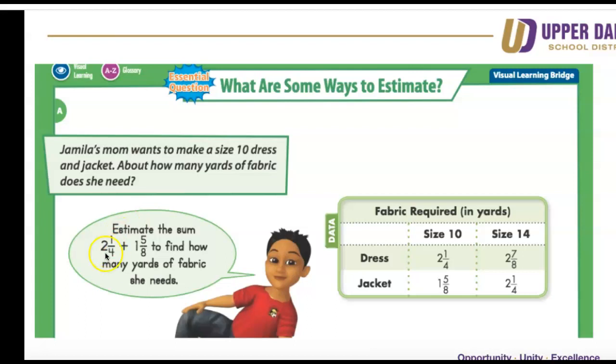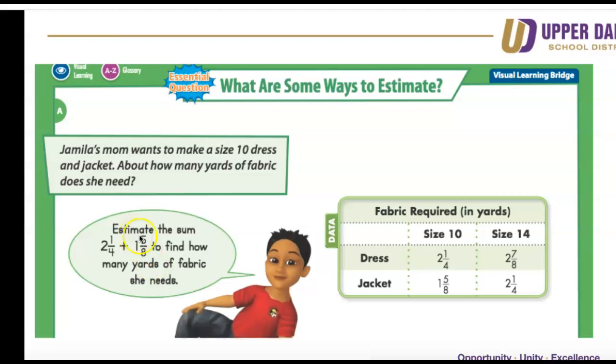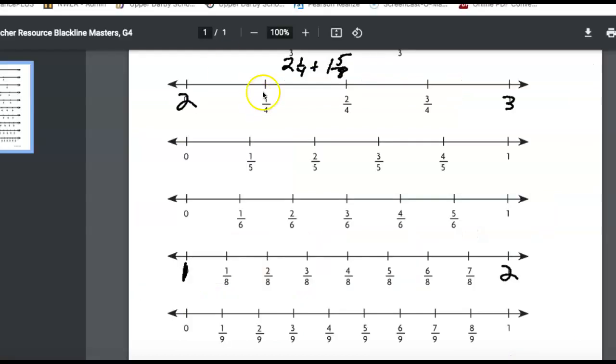So essentially, when we're estimating, we are going to be using our number line again. In this case we have 2 1/4 and 1 5/8, and I'm going to use my number line to show you how to do this. Okay, so our problem is 2 1/4 plus 1 5/8. So 2 1/4, let's take a look at where that is.